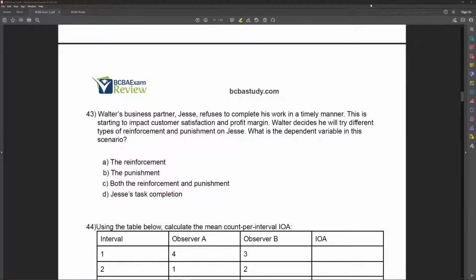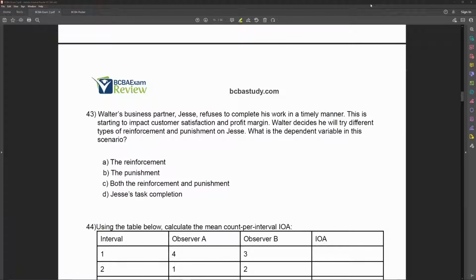So in this case, what is the IV? Well, the IV is going to be the reinforcement and the punishment. Walter's going to be manipulating reinforcement, adding reinforcement, manipulating punishment, adding, removing punishment, trying to change what? Trying to change Jesse's work, right? Jesse's work is what is dependent on the IVs.